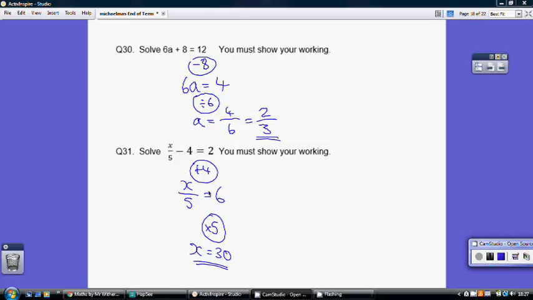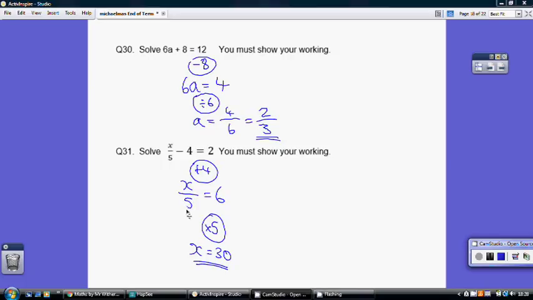Question 31. So same opening step, we need to undo the -4 by adding 4 to both sides. So at that point we're left with x over 5 equaling 6. But now for the first time we've got a different operation to undo. This is dividing by 5.